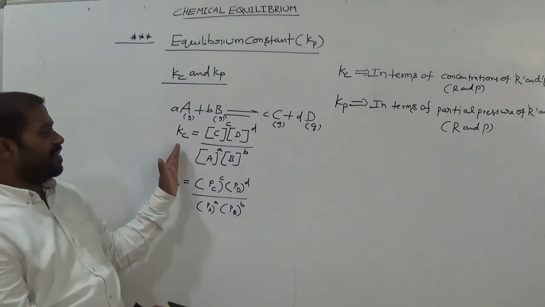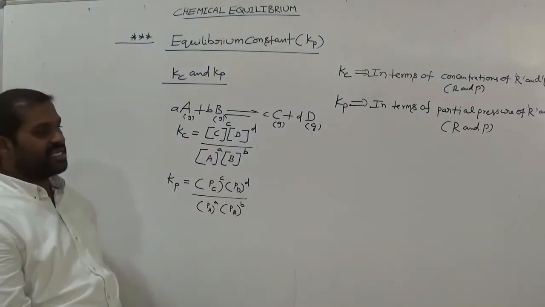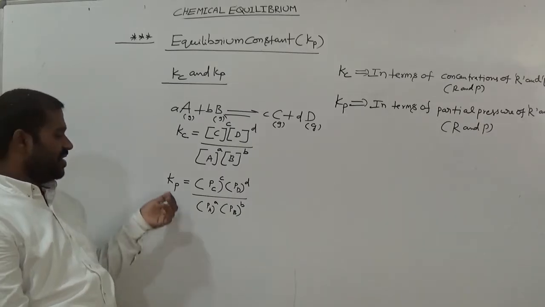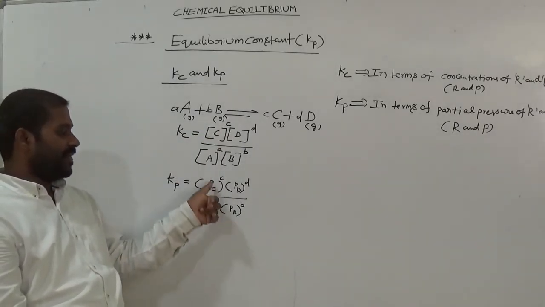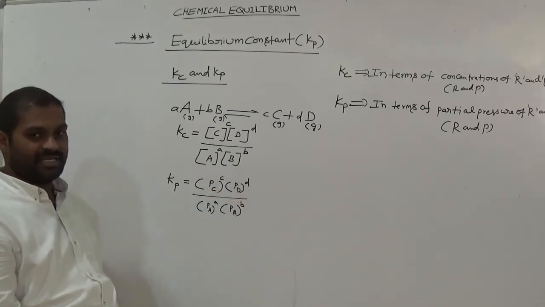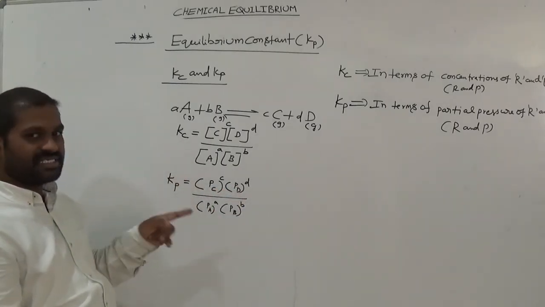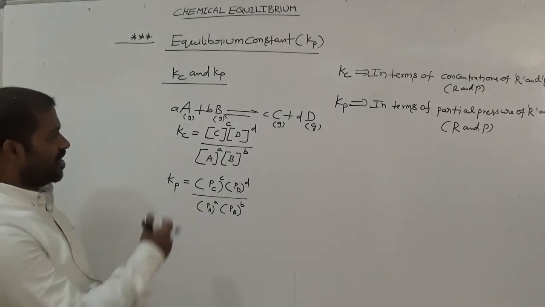So Kc is the equilibrium constant in terms of molar concentration of products and reactants, whereas Kp is also an equilibrium constant, in terms of partial pressure of C and partial pressure of D. So that means concentration and pressure are related or not? Related. So how is it?